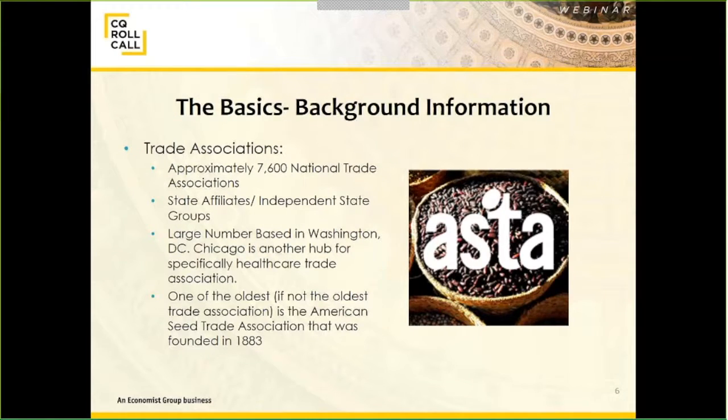So some additional background information, there's approximately 7,600 national trade associations. You'll have state affiliates or independent state groups. But the national ones will obviously be larger in most cases. Of course, in states like Texas and California, the state organizations or the independent state groups can get very large and have an abundance of staff and a large presence in state capitals like Sacramento or Austin.